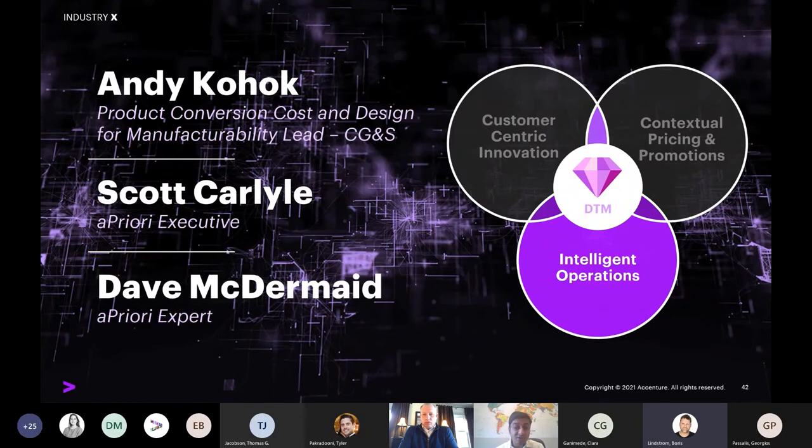Andy Kahok out of our industry strategy practice would love to talk to you about the intelligent operations, or the product cost side of the DTM model. You heard a lot about pricing and promotions, and what the digital ways are to get the pricing right. But when we talk about design to margin, there is definitely the cost play, and optimizing the cost is pretty important as well. So I'll talk about that as we go to the next slide.